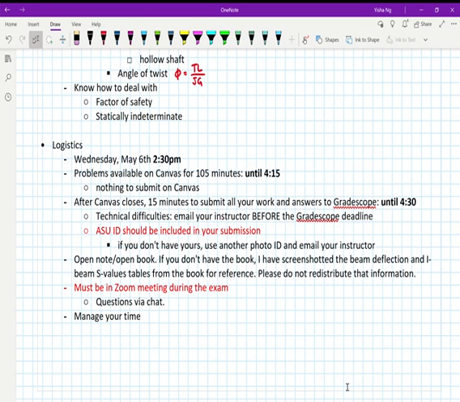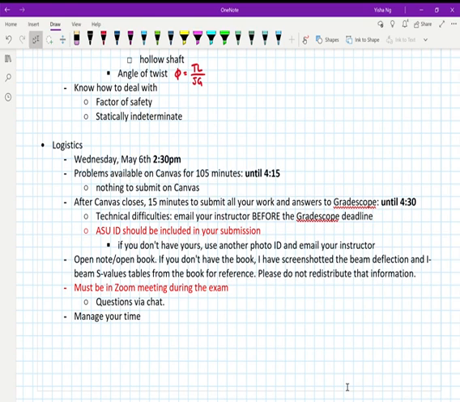The exam is open note and open book, so if you don't have the book, I've screenshotted the beam deflection tables and also the I-beam tables from the back of the book so you can reference them. I'll attach them in the PDF of the notes that I post onto Canvas. Please don't redistribute that information. I think it's copyrighted or something.